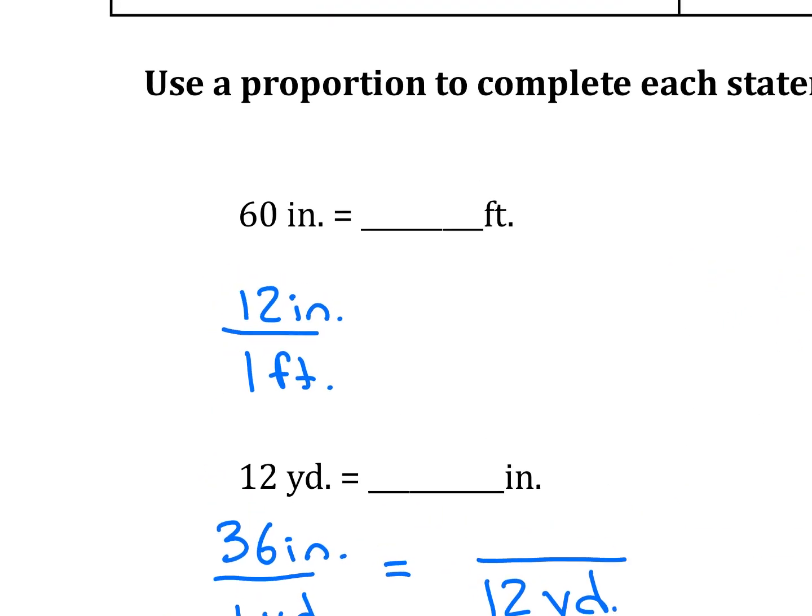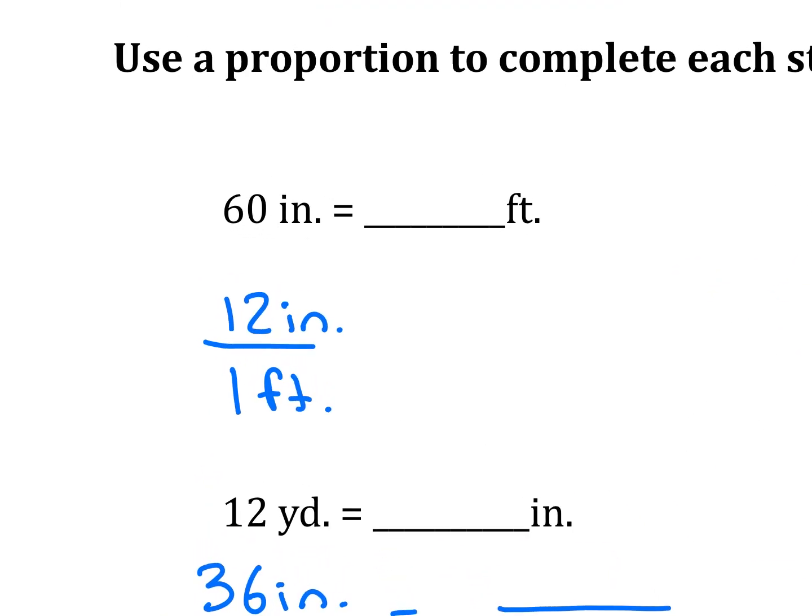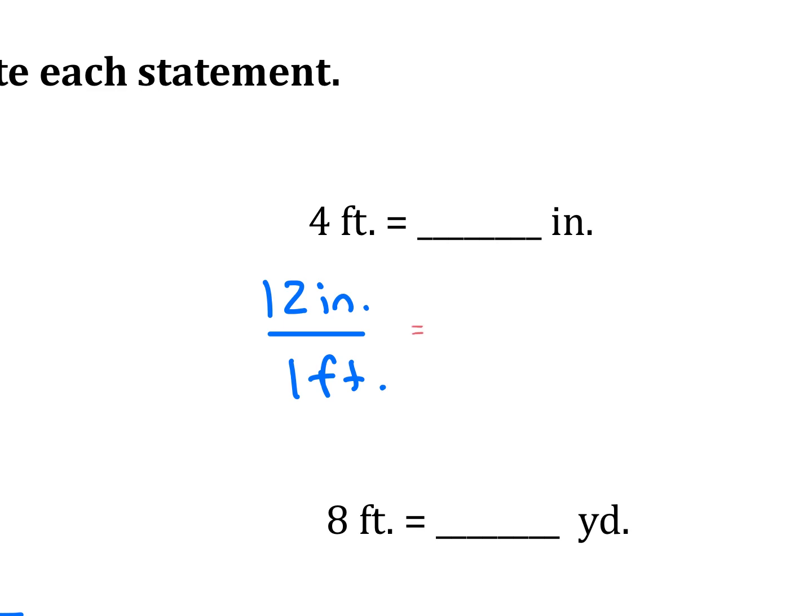Now let's use our proportions here. So if we have 60 inches, we want to think about feet. So I want to come back to thinking about 12 inches in 1 foot. So if we need to get to 60 inches, I'm going to think 12 times what gets me to 60? 5. So 5 feet is the same as 60 inches. How about here? Again, 12 inches in 1 foot. If I need to get to 4 feet, then I'm going to multiply by 4. What do we get here? You should get 48 inches.